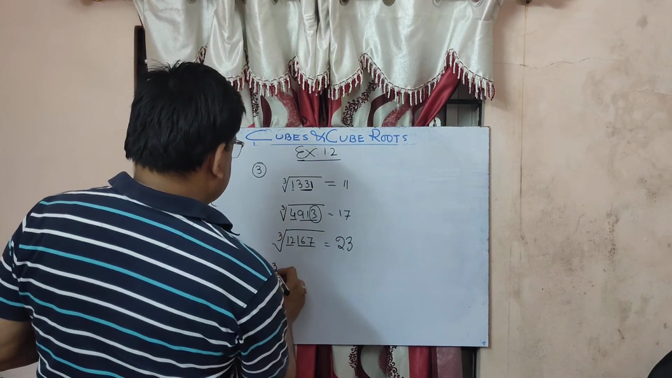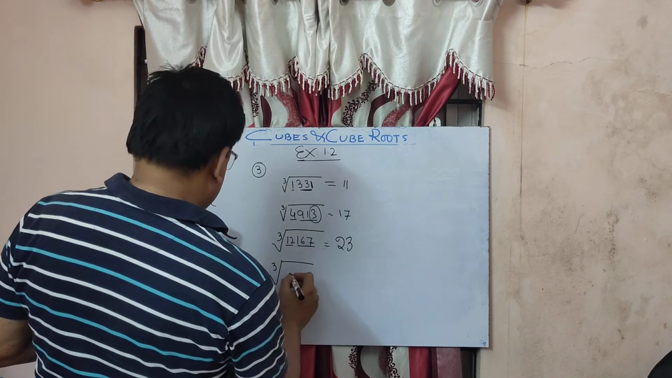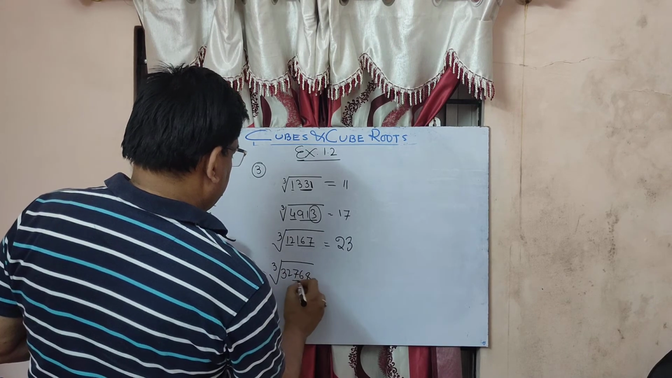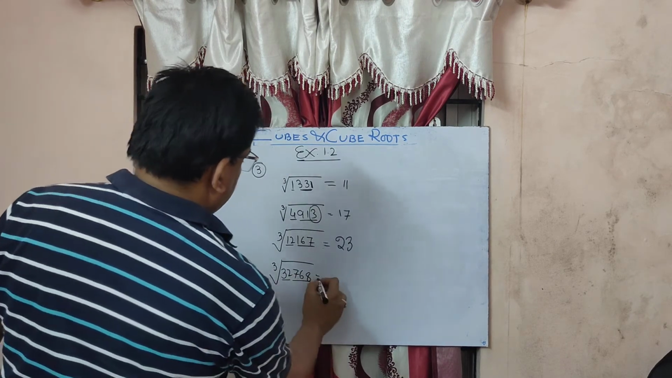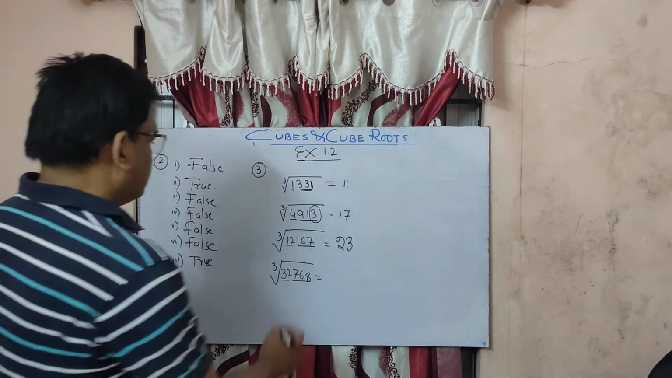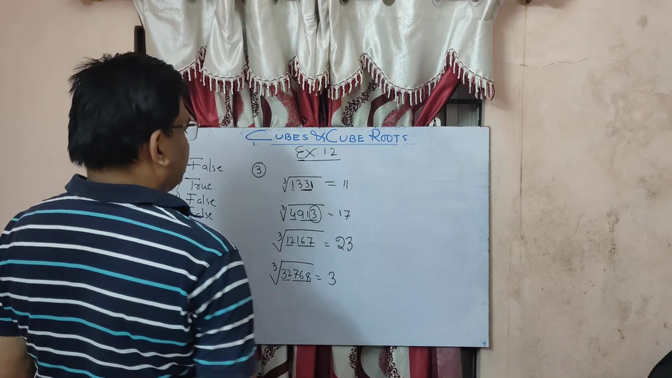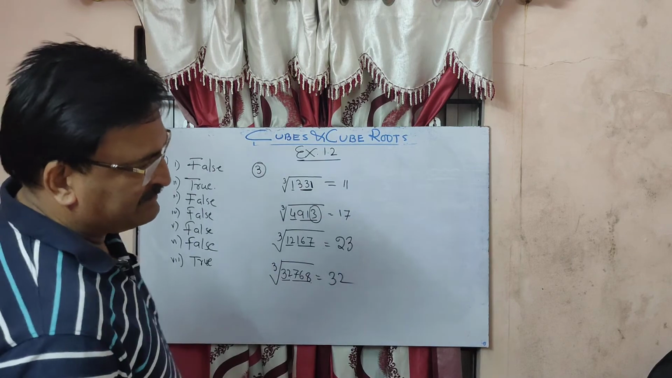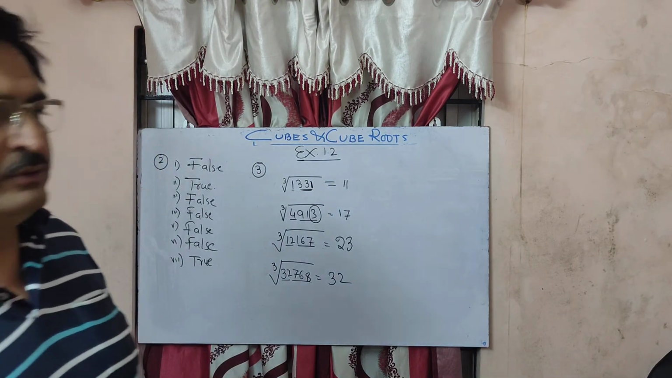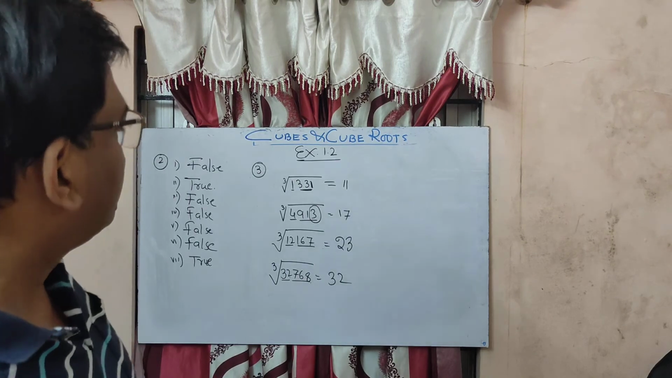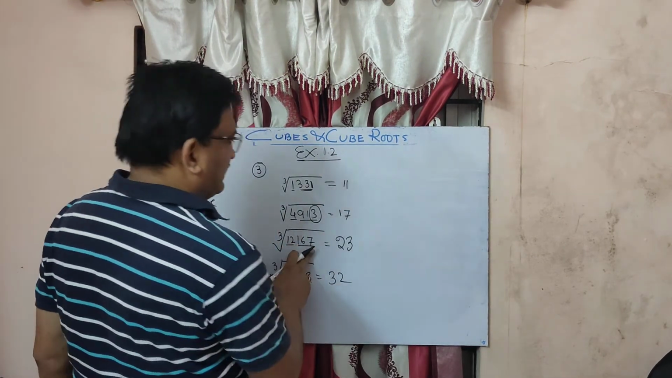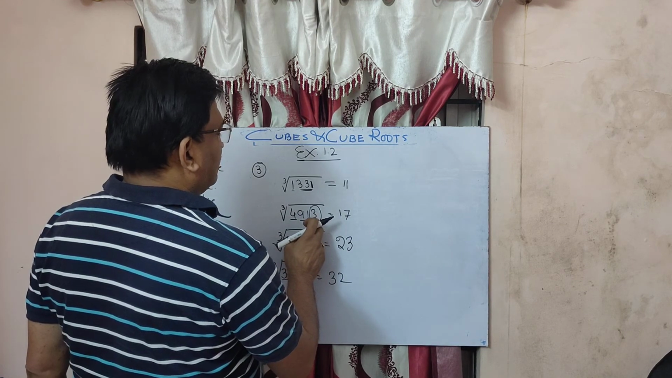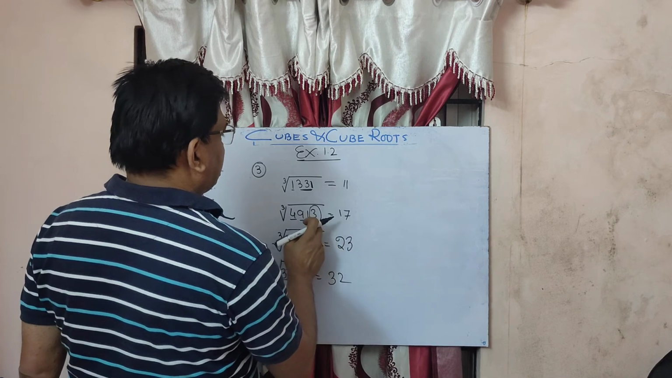Again the last digit. 32768. Again grouping. 32 is near to what? 3 cubed is 27, so this is near to 3. The last digit is 8, so that should be 2 only, because 2 into 2 into 2 is 8. In the same way, 7 is 3 into 3, 9, 9 threes are 27. Here it is 3, and 7 sevens are 49, 9 sevens are 63.